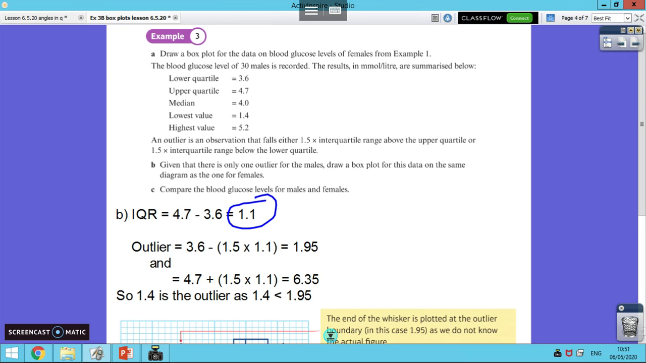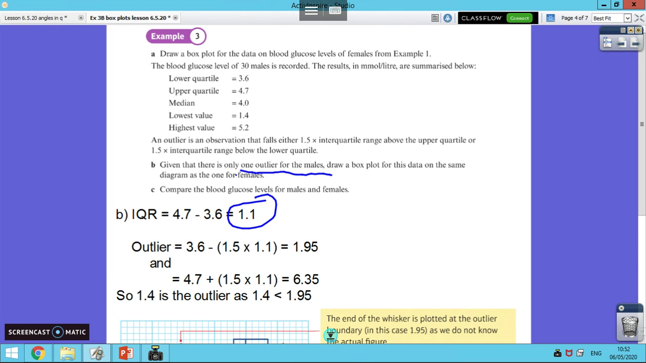So the highest value recorded was actually 5.2. So there's not going to be any outliers above the highest value there. But you'll see that the lowest value recorded was 1.4, which is actually below 1.95. So 1.4 is the only outlier for the males. Because you see in the question here, given that there is only one outlier for the males, draw a box plot. So you've got one outlier, which is 1.4.